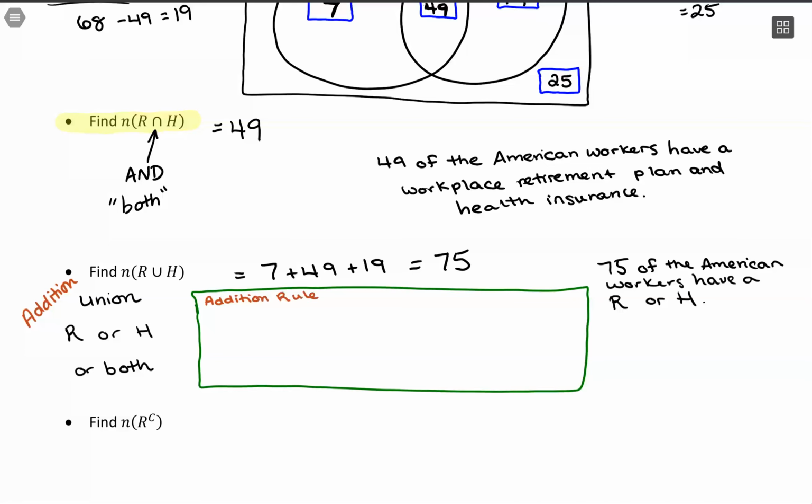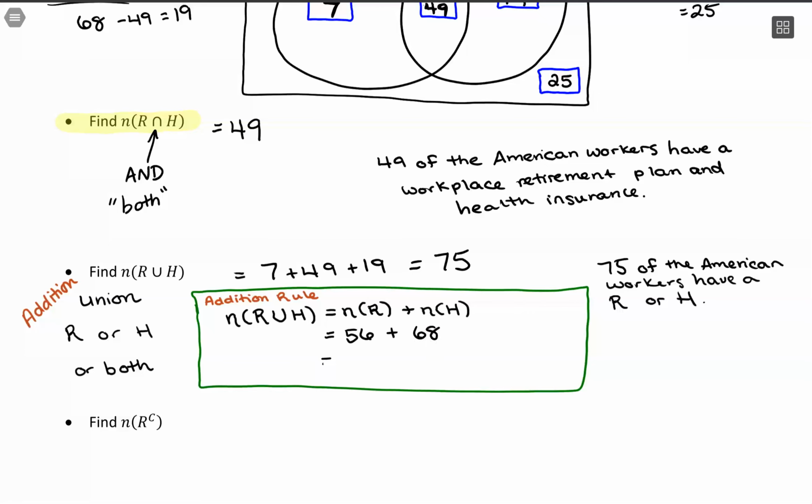So what we would have here, if we're looking for this union of retirement plan or health insurance, and just to show you why the rule's written this way, if you think of addition, then what they say is, well, if you're looking for the union of these two groups, add them together. Take the number of people that have a retirement plan plus the number of people that have health insurance. So what that would look like in this case is 56 plus 68.